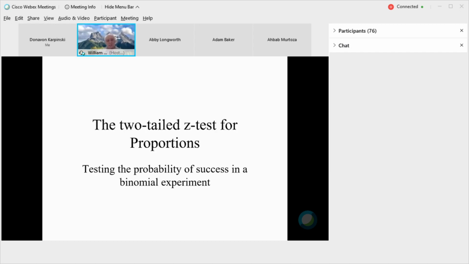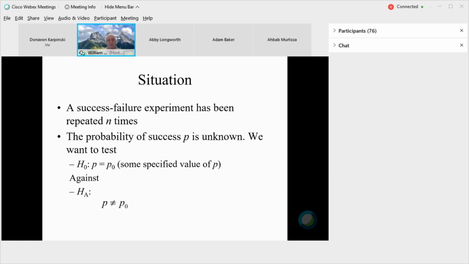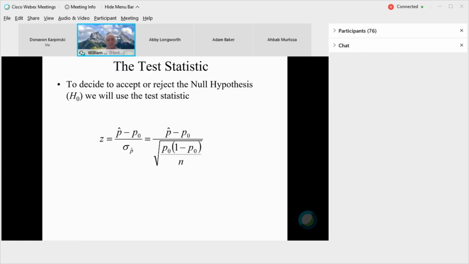A review. This is the two-tailed Z test for proportions. We're testing whether the probability of success in a binomial experiment is equal to some value. The null hypothesis is that it is equal to the value. The alternative is that it's not. There's the test statistic: P hat minus P naught over square root of P naught (1 minus P naught) over N.